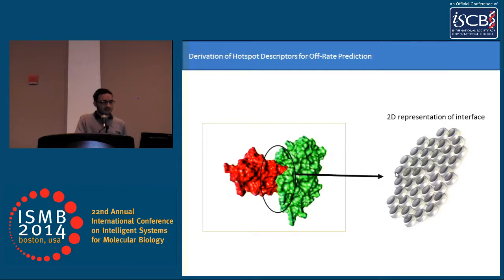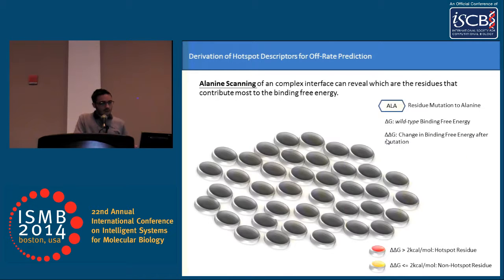So just think of this as a toy representation of the interface. These can be residues from both the receptor and the ligand. So what do we know about complex interfaces? Well, alanine scanning gives us a lot of information on the interface.